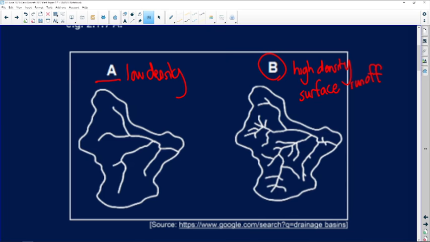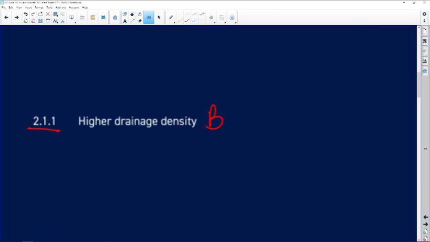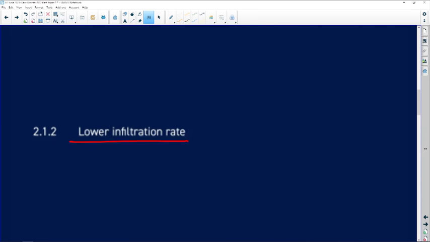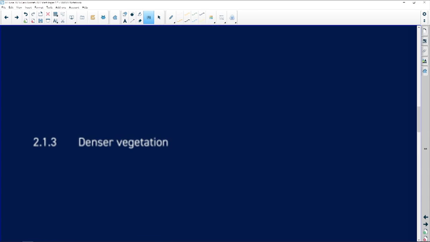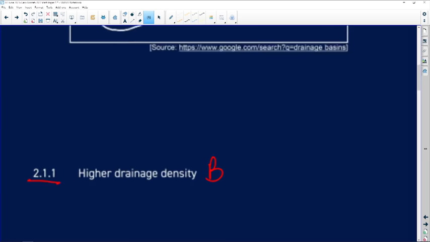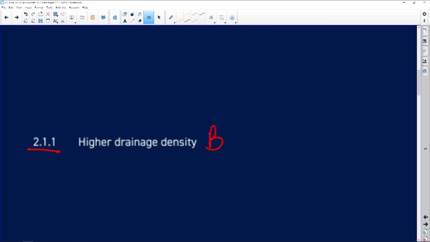Okay, same with vegetation cover. Vegetation cover promotes infiltration. Okay, when there's sparse vegetation cover, not a lot of vegetation cover, right, it's going to look like B. So the correct answer for 2.1.2 is also B. Now, if you look at question 2.1.3, I've just mentioned that, denser vegetation, so the area is covered with vegetation, trees, plants, and like I've mentioned, it promotes infiltration. Okay, so we can say at drainage basin A, it's dense vegetation because the water is rather going to infiltrate. So the correct answer for 2.1.3 is going to be A.